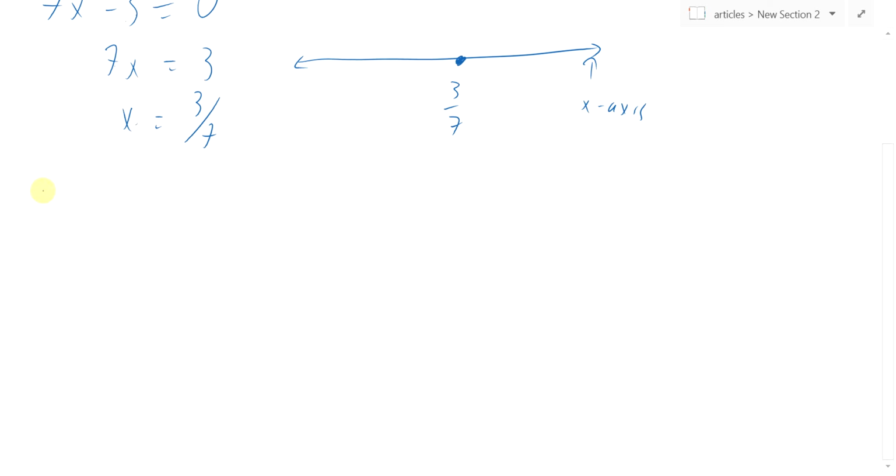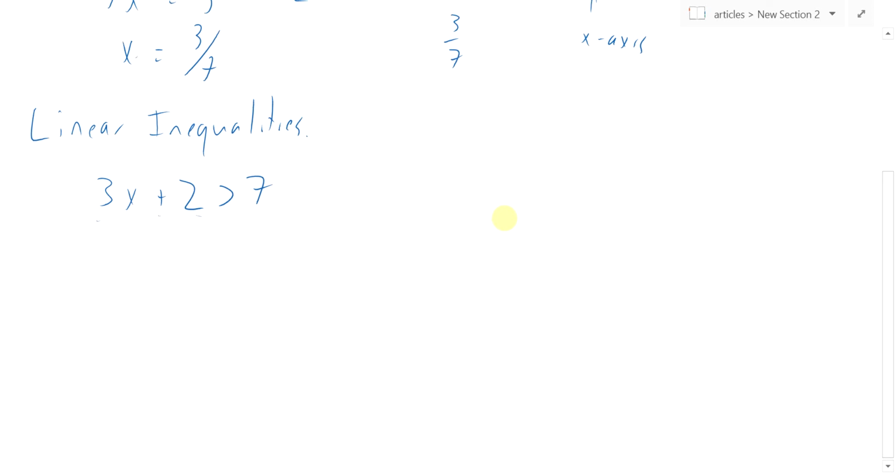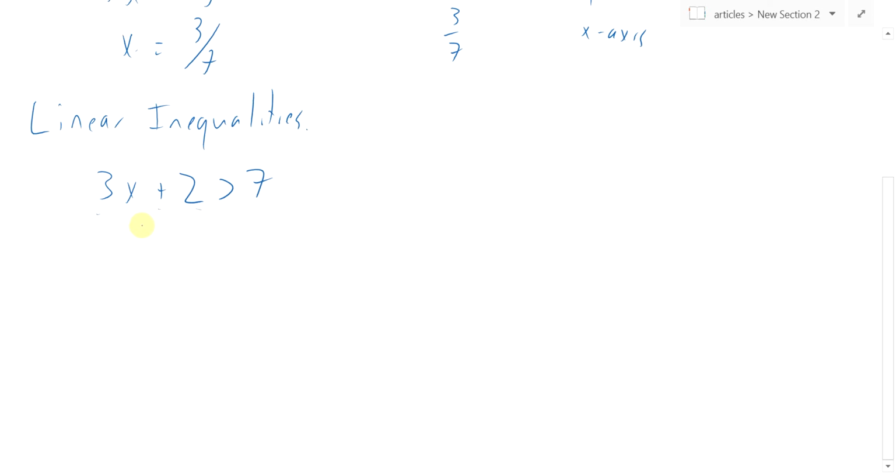Linear inequalities are very similar, with the same types of operations to solve them, except for one small twist that you have to keep in mind, and we'll see an example of that in a minute or two. So we'll start with, say, 3x plus 2 greater than 7. So what are we looking for here? We're looking for all numbers that if I plug them into this left-hand side, 3 times x plus 2, I get something out that's bigger than 7. There are lots of possible numbers. How do we find out what they all are?